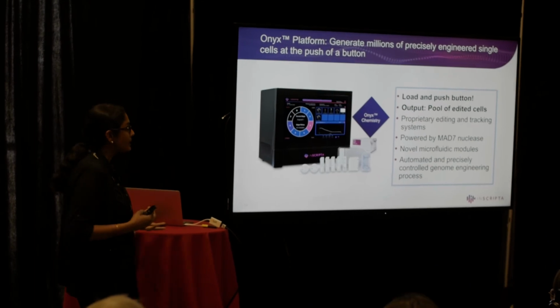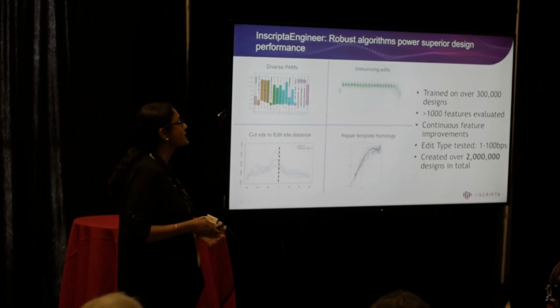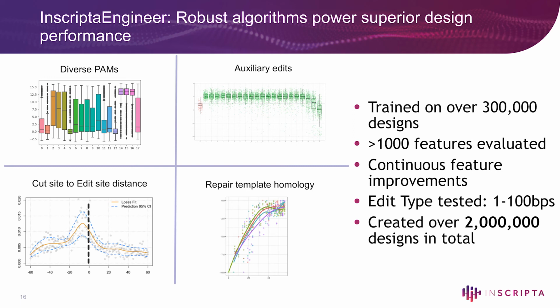So we've trained these algorithms over 300,000 designs across E. coli and yeast. And we've tested more than 1,000 features. Some of these features you're familiar with, right? It's what the community already knows, like diverse PAMs. What kind of PAMs do we use for the MAD7 nuclease that's powering our platform? So we have done a lot of analysis around it. We also introduce a few immunizing edits so that there is no recutting, and this helps with the edit efficiency.